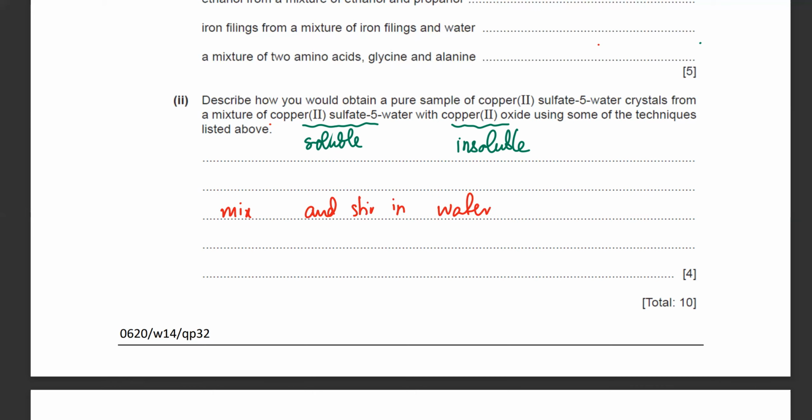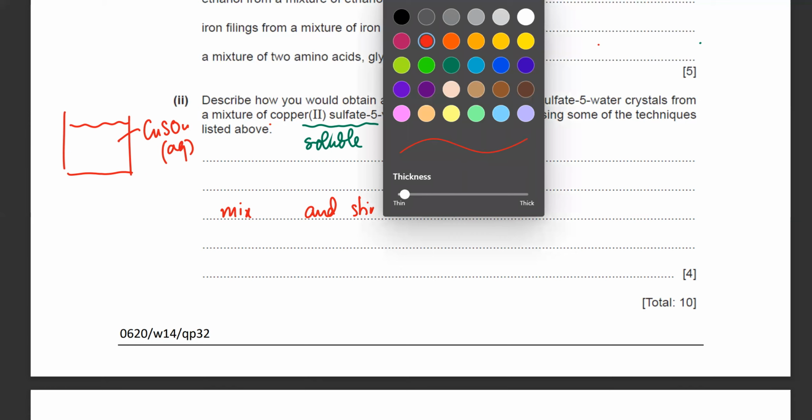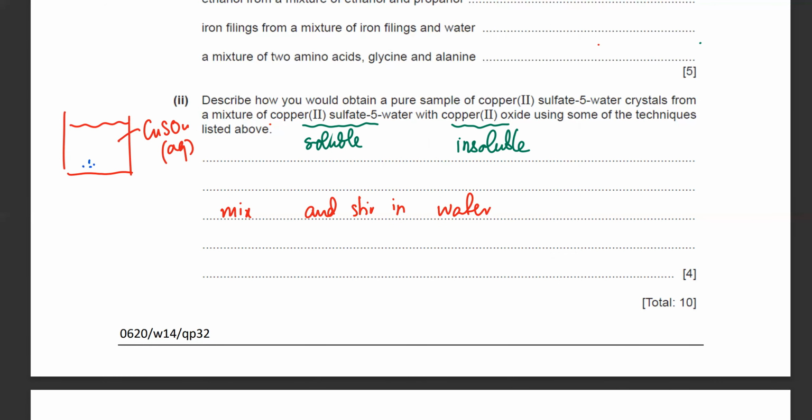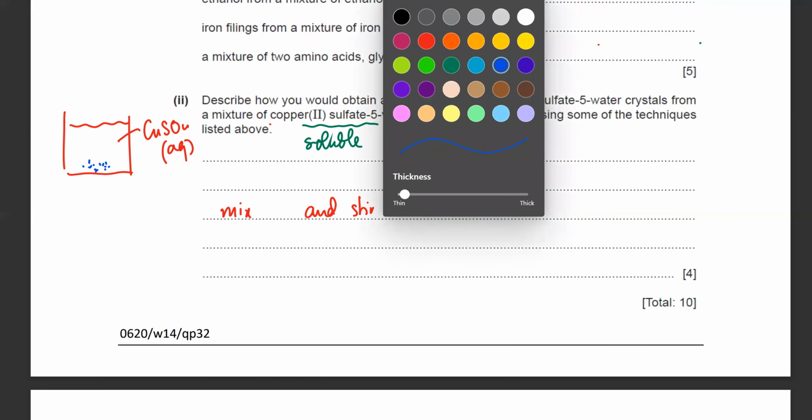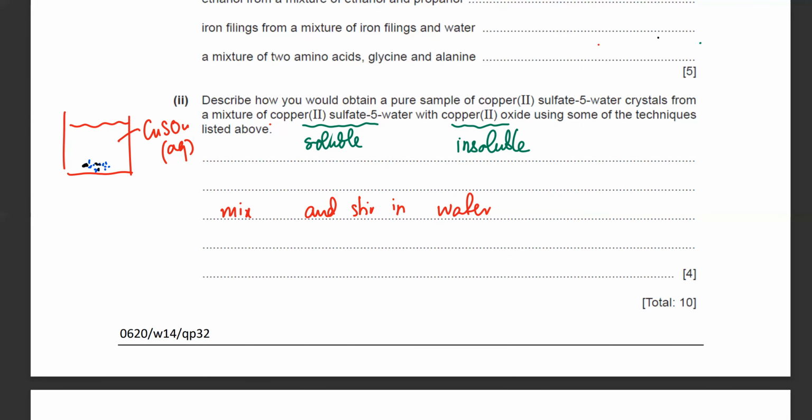So what would happen when you mix and stir in water? The copper sulfate, which you saw, would quickly form a blue solution. That would be your copper sulfate aqueous. And the copper 2 oxide, the black substance, would all be settled at the bottom, because that's not soluble. So that's the first thing. You're going to mix and stir in water and then filter.